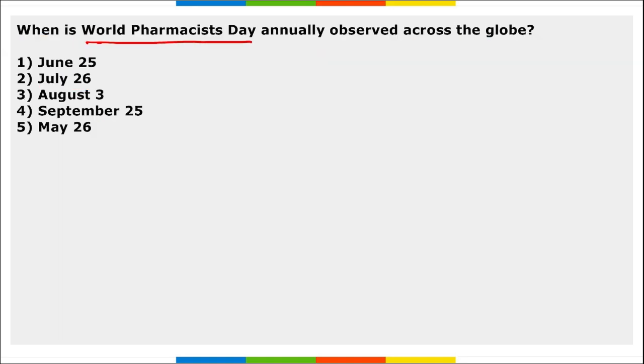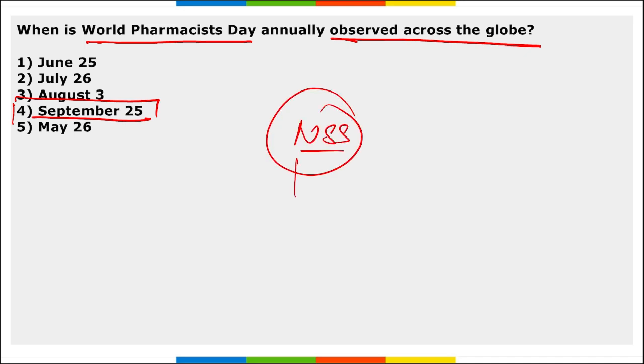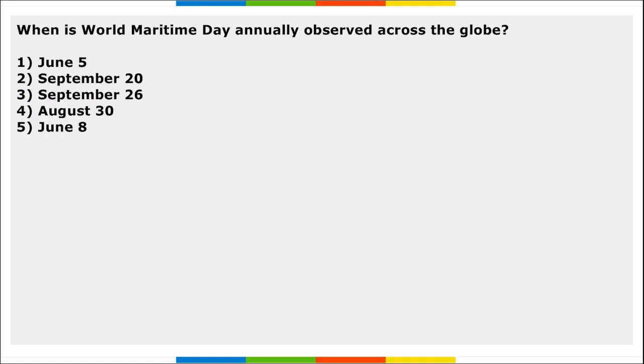Next, when was the World Pharmacist Day, annually observed across the globe? So World Pharmacist Day is annually observed on 25th of September. Then apart from this, National Service Scheme Day observed on 24th of September. Next is, when is World Maritime Day, annually observed across the globe? It is observed on 26th of September, and this day is observed basically to create awareness about the maritime activities and to recognize the contribution of the maritime industry in the global development. Observed on 26th of September.